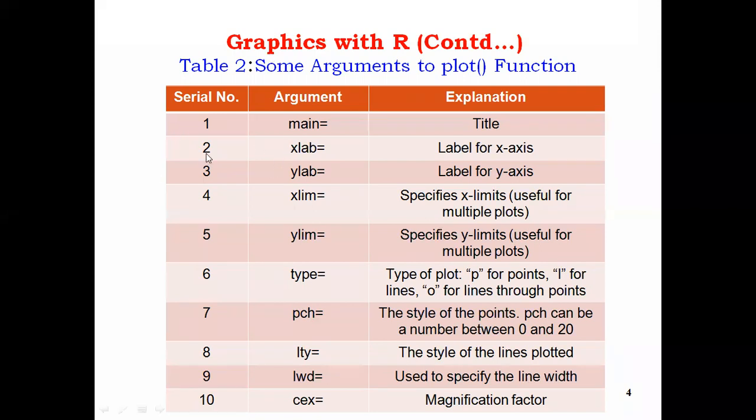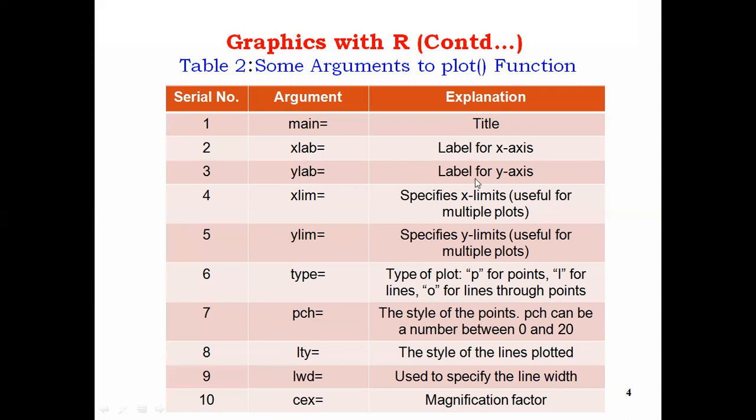Then the second one is your XLab. What is this XLab? That means this is the label for the x-axis. It will be more clear when we do examples. I'm giving some examples and I'm going to explain on those examples. First you should know these basic things to draw a graph, to plot a graph in our software. That's why I'm giving them here in tabular form. These are the main, basic things you should know. So XLab is equal to the label for the x-axis. What does it mean? I'm going to show you later.